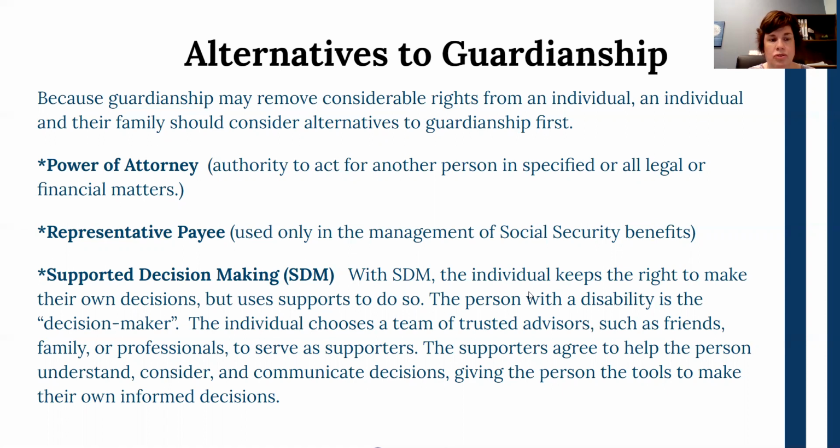A new thing to consider is supported decision making, SDM. That is when the person is able to keep all the rights, but they use selected people to help and support them with making those decisions. So a person with a disability remains the decision maker, and they can pick people, whether it's a parent, a friend, maybe a trusted advisor, or a trusted professional to help them. They are able to go to that person and get their opinions on things going on in their lives where a decision needs to be made, and seek other opinions. But ultimately, the person with the disability is the decision maker.